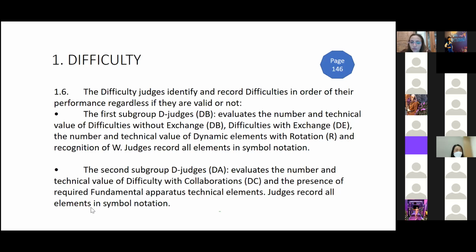The second subgroup of judges, they evaluate the number and technical value of difficulties with collaborations and the presence of the required fundamentals, apparatus technical elements. Everything must be in symbol notation.